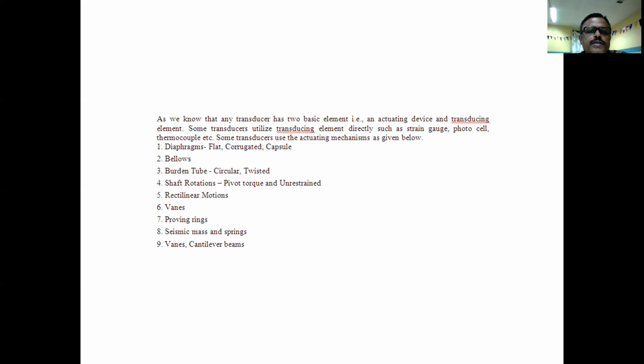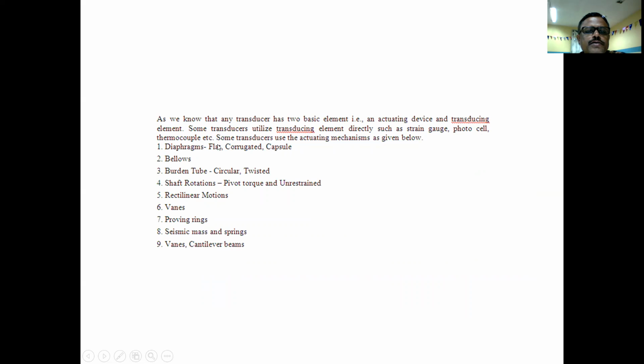Now, the transducer has two basic elements, as we have already said. One is an actuating device and the other one is a transducing element. Transducing element is the conversion element. Actuating device is like a sensor. So some transducers utilize the transducing element directly, like strain gauge, photocell, thermocouple, etc., as we have seen previously.